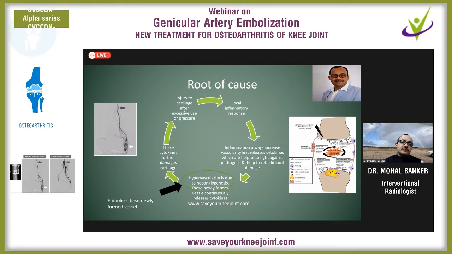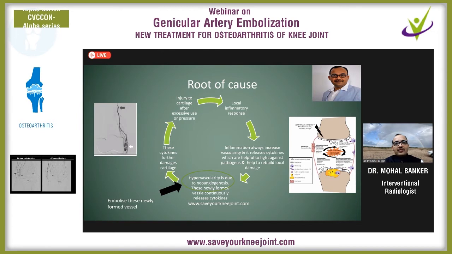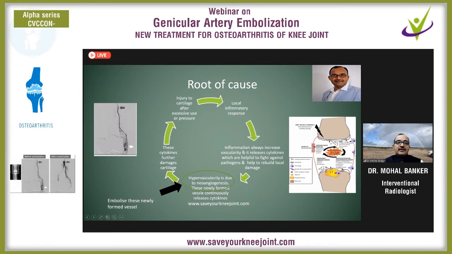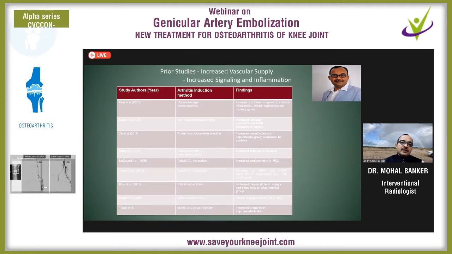So for that, we embolize these newly formed microvessels, which are shown over here. See, these are hypervascular, these are newly formed microvessels. These are main vessels, and here is this neoangiogenesis and the hypervascularity. If we target these vessels, if we embolize these vessels, then this vicious cycle stops. The chronic inflammation process stops within the joint, and it helps to prevent further damage to cartilage. It is helpful for stopping the further progression of osteoarthritis.